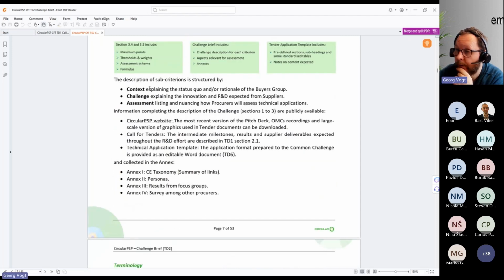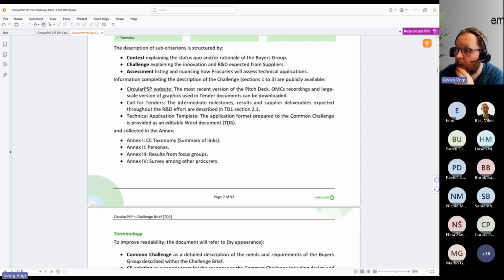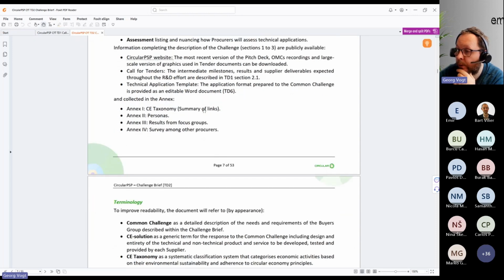Each section has a context. Basically, where are we coming from? What's our starting point? What's our view on certain things, or opinion even? The challenge, what we want to have solved from you, and an assessment listing basically how we will read your tender. And where you can find information: the annexes I spoke about in the initial event.